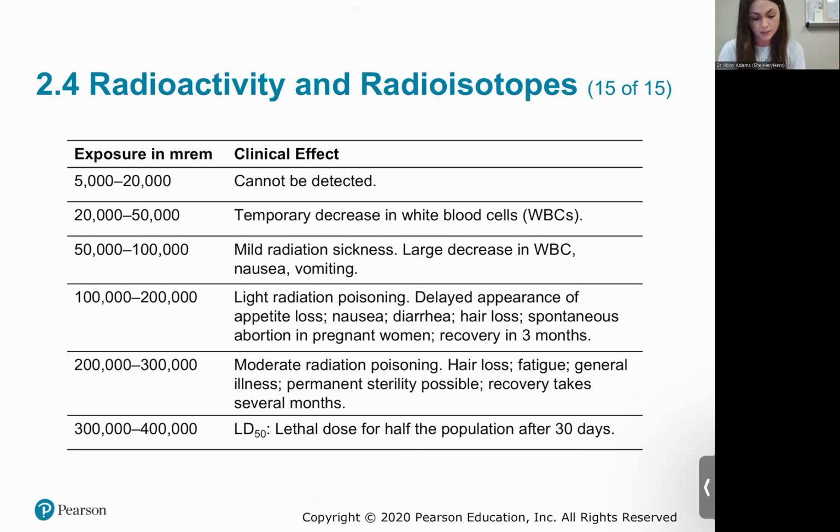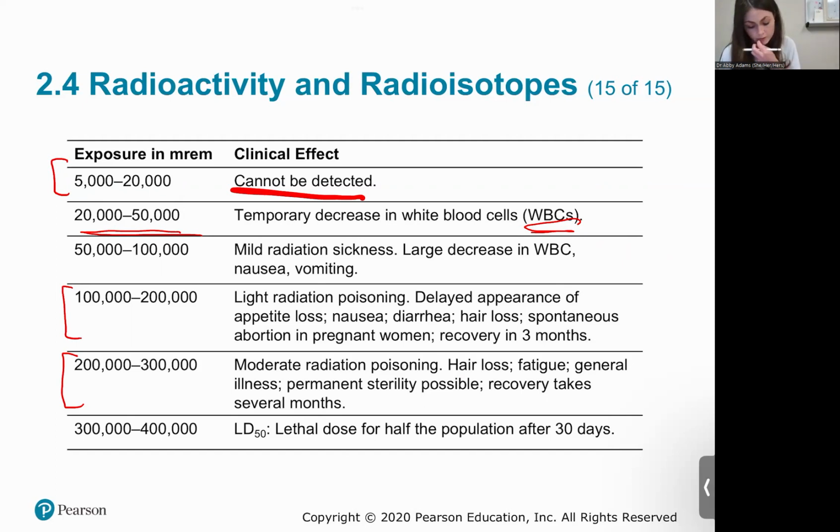You can see in millirems, at 5,000 to 20,000, the clinical effect is not detected. At 20,000 to 50,000, you see some decrease in your white blood cells. When we get up to 100,000 to 200,000, this is radiation poisoning, where you have loss of appetite, nausea, and hair loss. At this point, moderate radiation poisoning, you can have permanent damage, and it's going to take you probably a long time to recover from that.